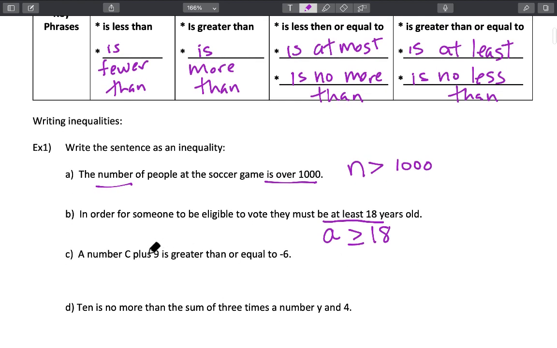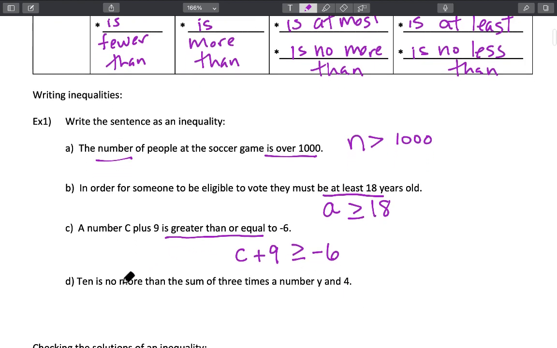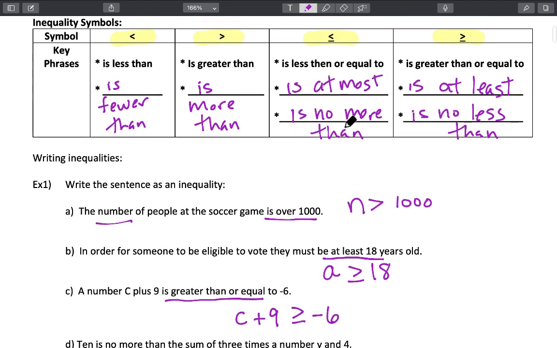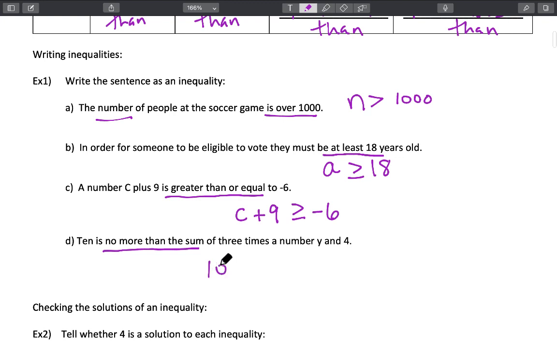In letter C here, we see a number C plus 9 more is greater than or equal to -6. So we have the variable C plus 9 more is greater than or equal to -6. And in letter D, we got 10 is no more than the sum of 3 times a number y and 9. So is no more than, you can see, is an expression for the less than or equal to. Alright, so we'll write that as 10 is less than or equal to the sum, which is addition, 3 times the number y and 4.